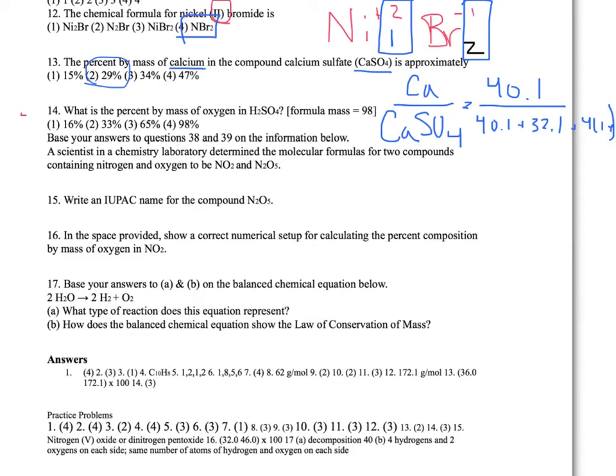Question number 14 asks us, what is the percent by mass of oxygen in sulfuric acid? They give us the formula mass. The formula mass, or the gram formula mass, is the mass of the entire formula. So we know that our total mass is 98, and now we only have to find the mass of the oxygen. But there are 4 oxygens, so that's going to be 4 times the mass of oxygen, which is 16. And of course, we'll multiply this all by 100. Simply put this in your calculator. Your calculator will inform you that this is 65%.